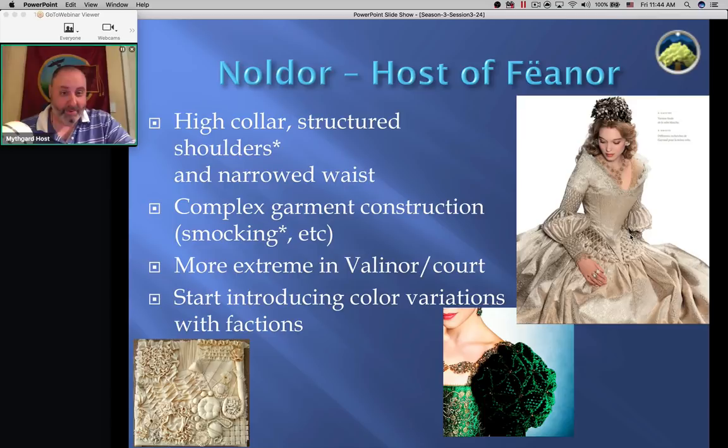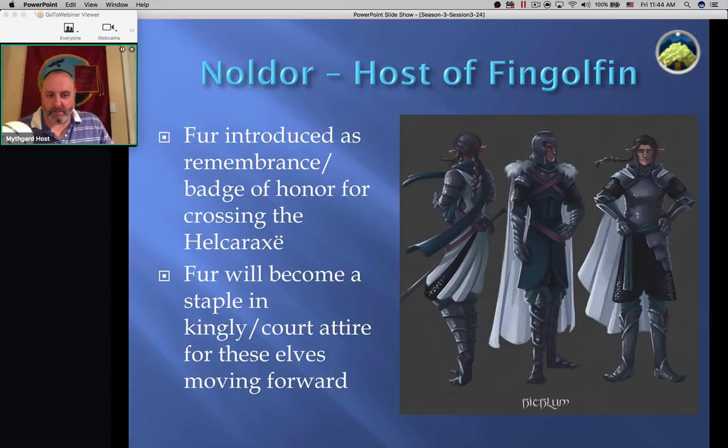So anyway, how many of them are going? That's what I mean when I say inappropriately dressed. They might look, I mean, we don't want it to be absurd, obviously. We don't want to inspire laughter at the elves that are crossing the Helcaraxa. But again, the crossing of the Helcaraxa is the primary storyline of the host of Fingolfin during season 3.